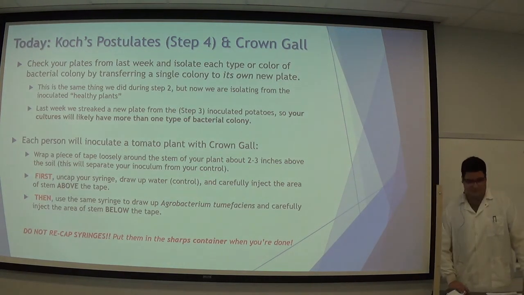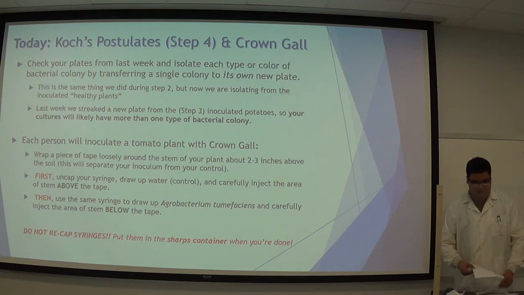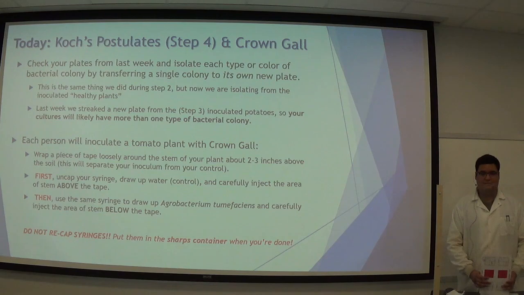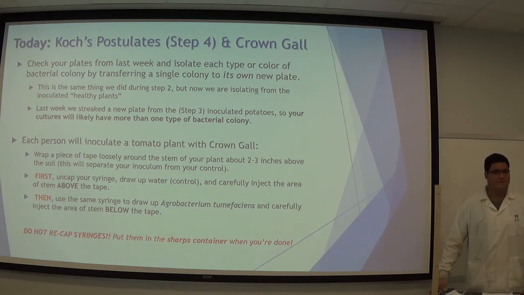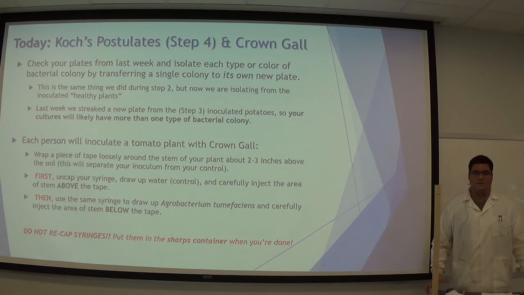All right, so let's finally get into today's lab. What we're going to do is infect some tomato plants with Agrobacterium, and I'll show you guys how to do that in the separate portion of the techniques video. We're also going to be looking at those potato slices that you guys re-inoculated for step 3 of Koch's postulates. We're going to see what you were able to get on your plates, and if you have any bacteria growing on those plates, at least different types, we're going to try to get a pure culture.